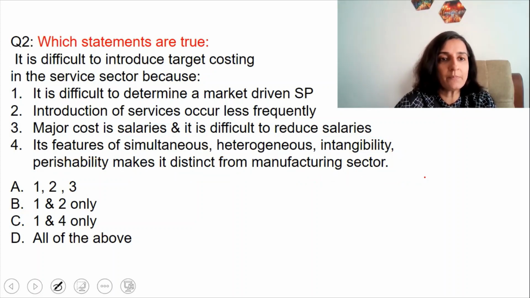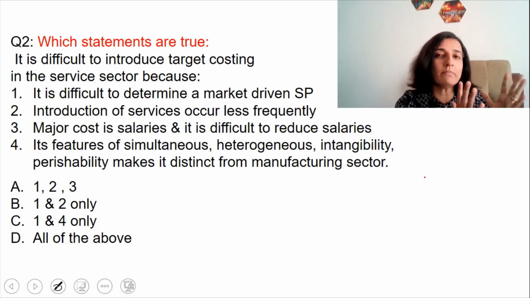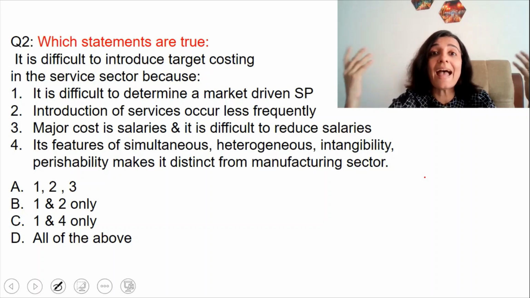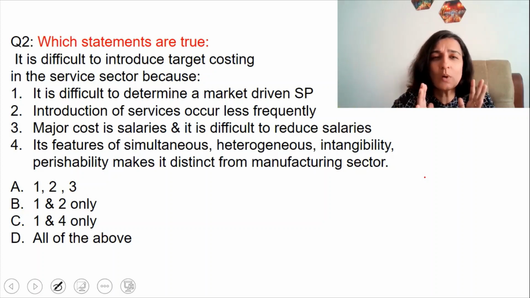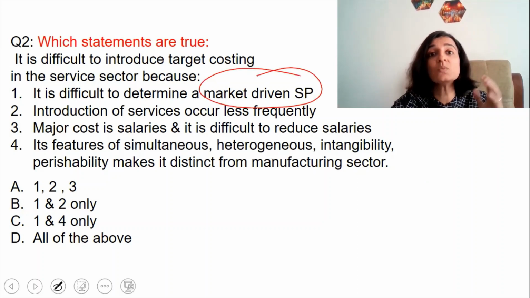So the first statement, it is difficult to determine a market-driven selling price. Now, suppose we are going to open a restaurant. Can we exactly determine a market-driven selling price for the dishes that we provide in our restaurant? Because services are not exactly comparable. The taste of our dish might be different from other restaurants or other hotels. The ambience that is given will be different. So it is not as easy to determine a market-driven selling price when compared to the manufacturing sector.